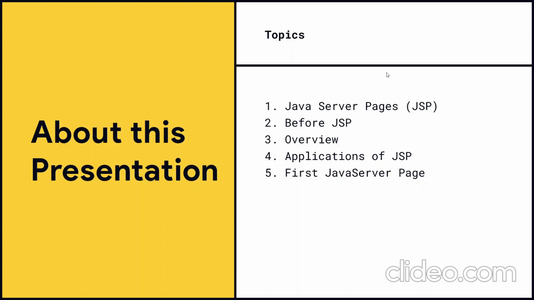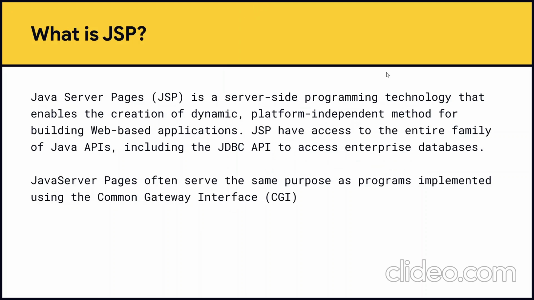So JSP stands for Java Server Pages. It is a server-side programming technology that enables the creation of dynamic and platform-independent methods for building web-based applications. JSP has access to the entire family of Java APIs, including the JDBC API to access enterprise databases.